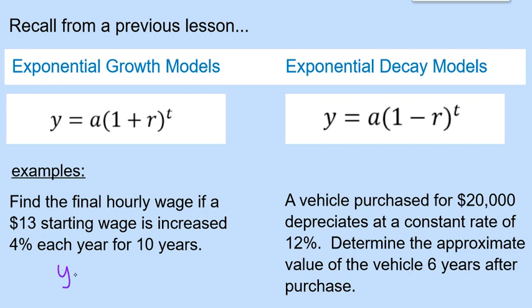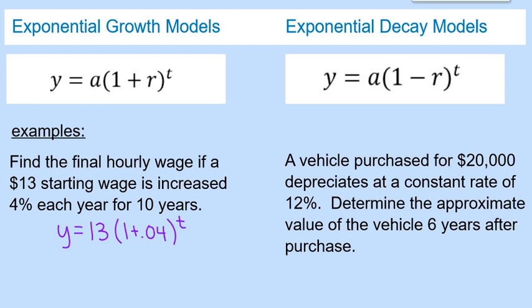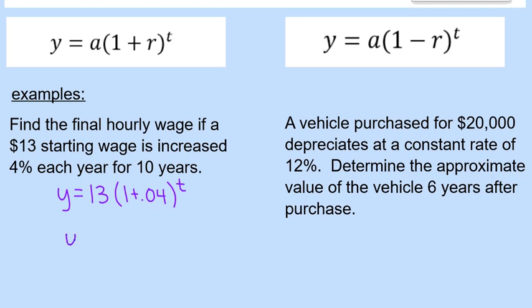where A is the starting wage, so 13 goes in for A, and then R is the increasing rate of 4% converted to a decimal, so 1 plus 0.04. We could write that as 1.04, and then that's to the T, so there's our model. And then from there, of course, we could plug in 10 for T and get the answer. If I want to simplify my model, I would just write it like this. Here we see an exponential function with a base that's greater than 1, and of course greater than 1 bases imply growth.